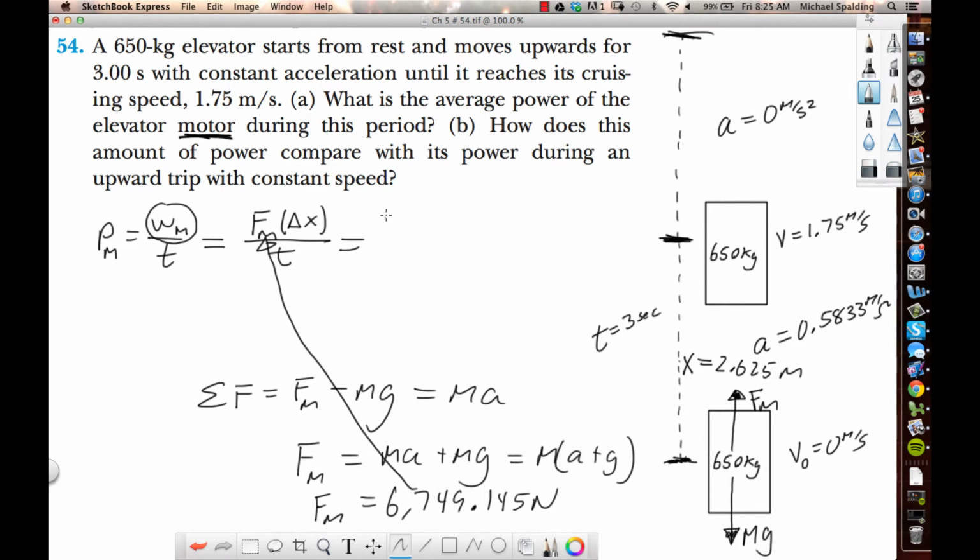So we solve for the force of the motor, plug that in up there, delta x over t, we have everything, right? So look, when you punch all the numbers in, so we got our x, we got our t, when you plug it all in, you're going to get 5,905.